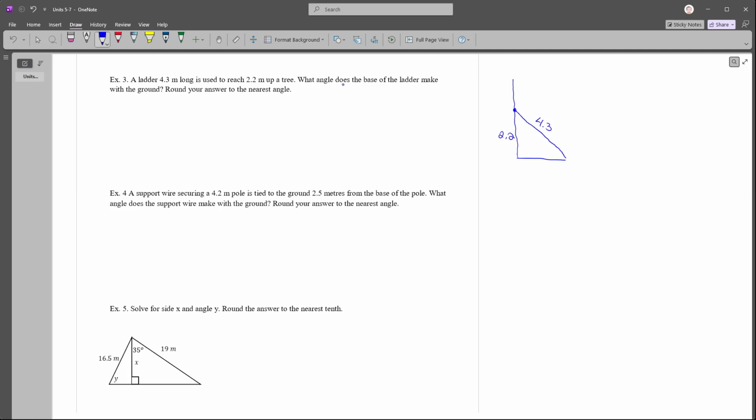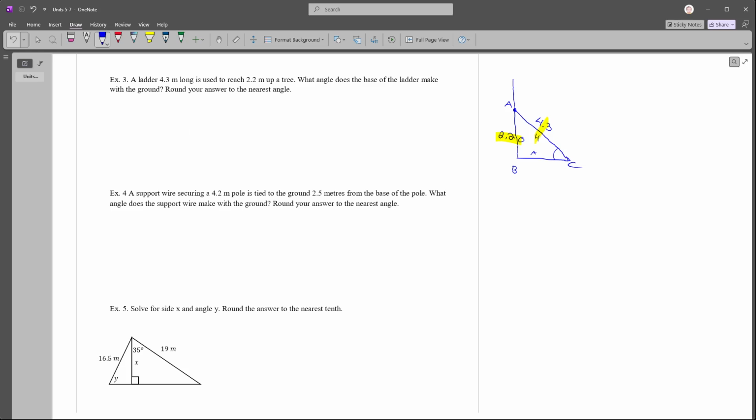What angle does the base of the ladder make with the ground? So it wants to know this angle down here. So let's label our triangle. Let's label this as A, B, and C. That means I'm trying to solve for angle C. So if this is our reference angle, that means the 2.2 is our opposite. This means this is the adjacent and this is the hypotenuse. So again, what sides do we have? We have opposite and we have hypotenuse. That implies sine again.